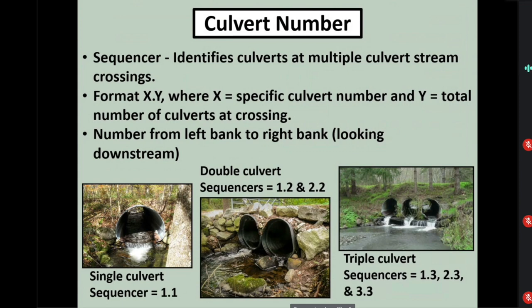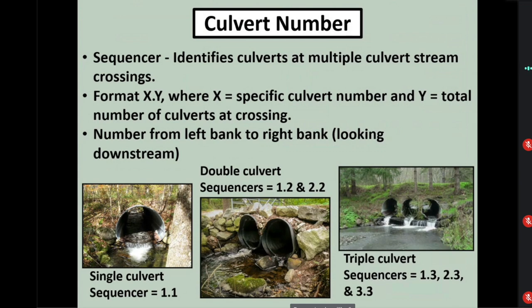That goes the same for naming these culverts. A single culvert is 1.1, one culvert out of one. But if you find multiple culverts, you can see here it's 1.2 and 2.2. Now these photos are confusing. In the middle photo on the bottom and the photo on the right, we're looking upstream at these culverts. So literally they're a little misleading.